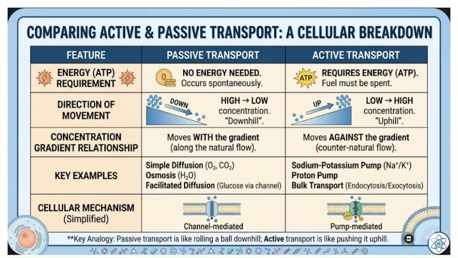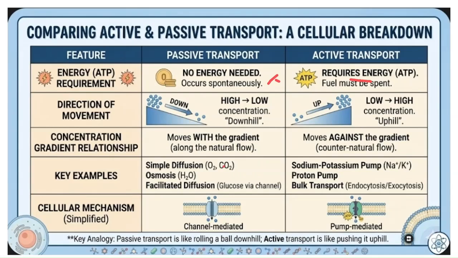Now, as we have already learned, comparing active and passive transport, you can see it requires energy. Active transport requires energy, passive does not require energy. Right? Here passive it is downhill, active it is uphill. Right? Passive, it moves along with the natural flow. Active moves against or counters the natural flow.